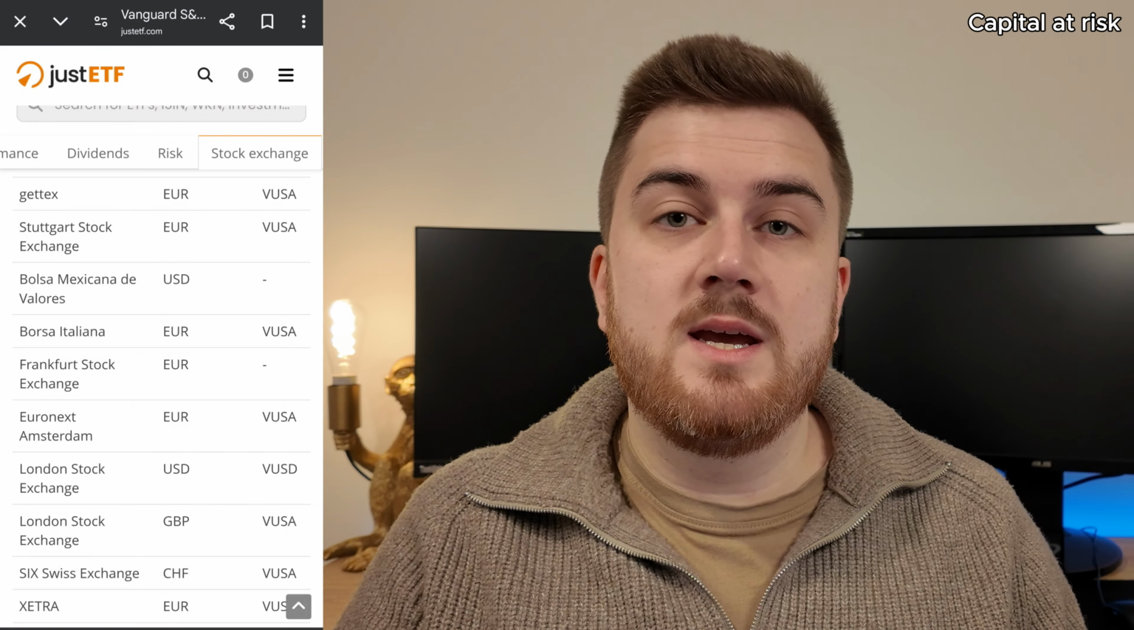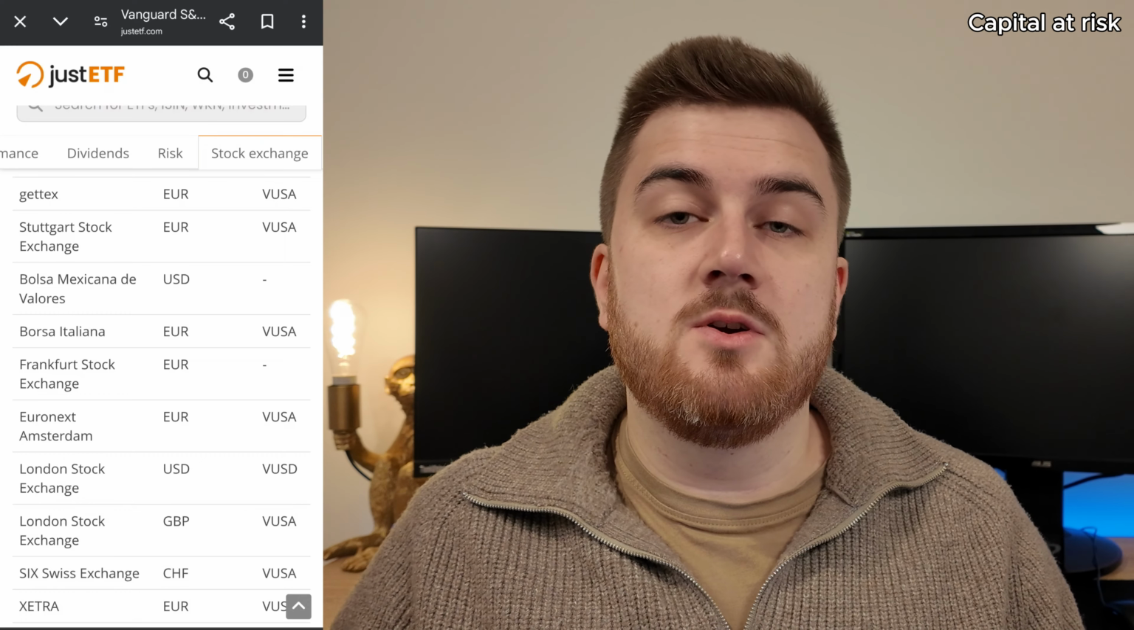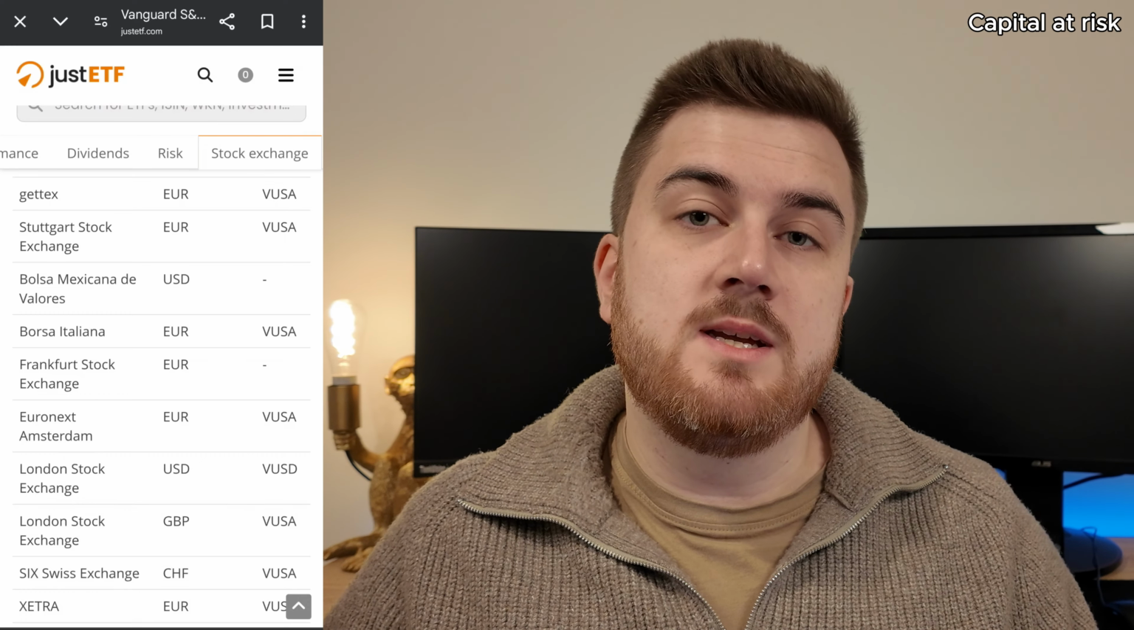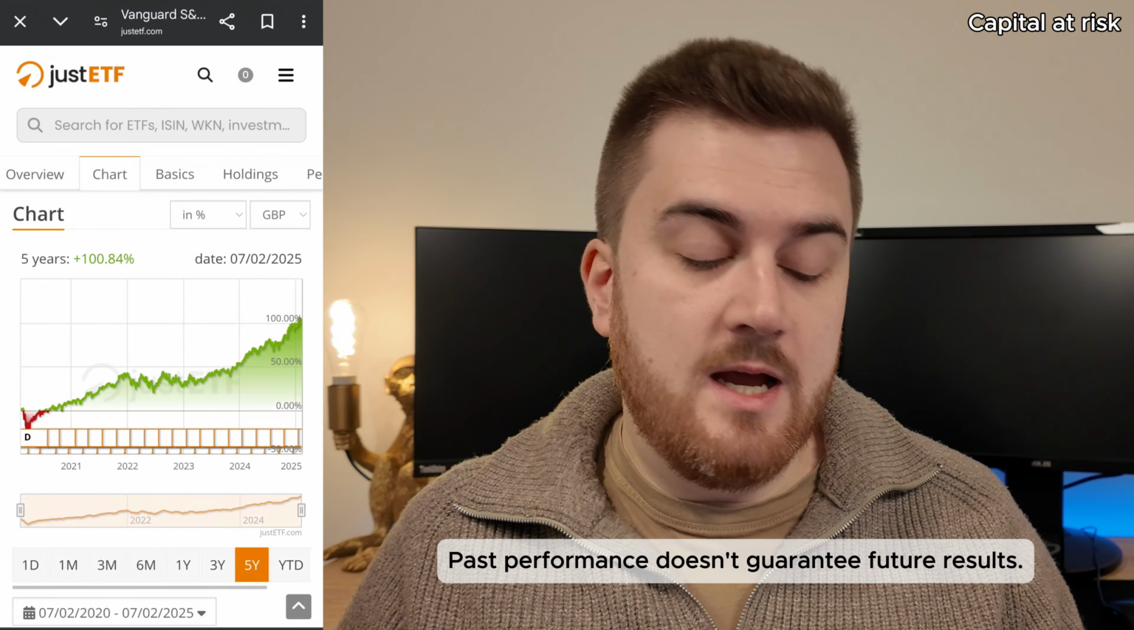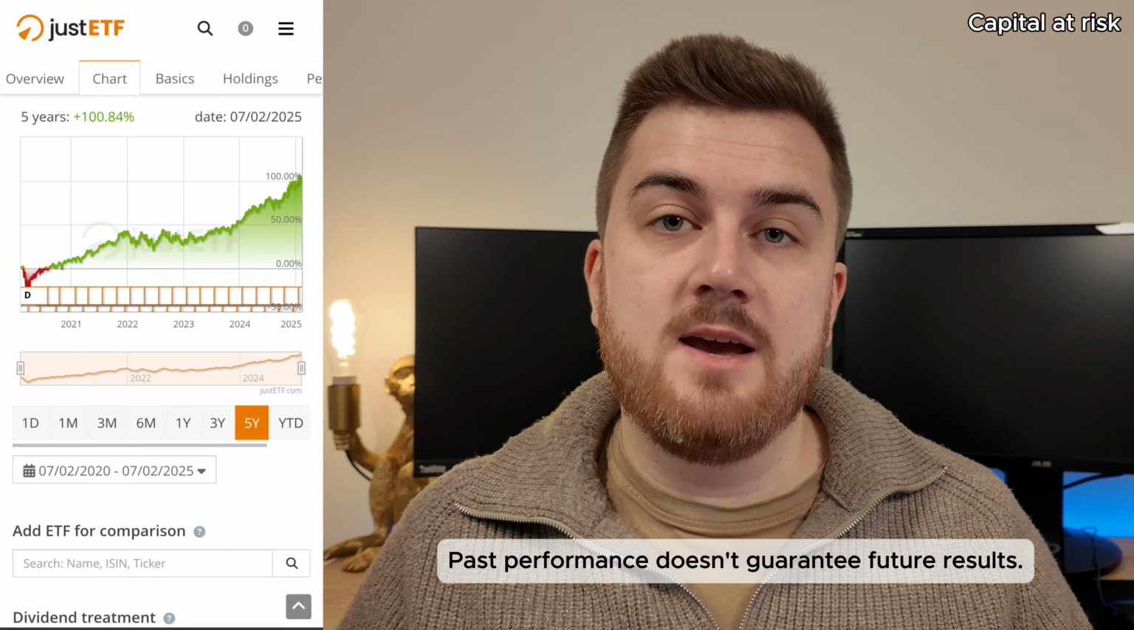But this is a really good way of finding ETFs listed in different currencies, if you want to see if it's available in your currency. Then the last thing about Just ETF, perhaps my favorite feature, is the chart. And this is where you can compare ETFs against each other.